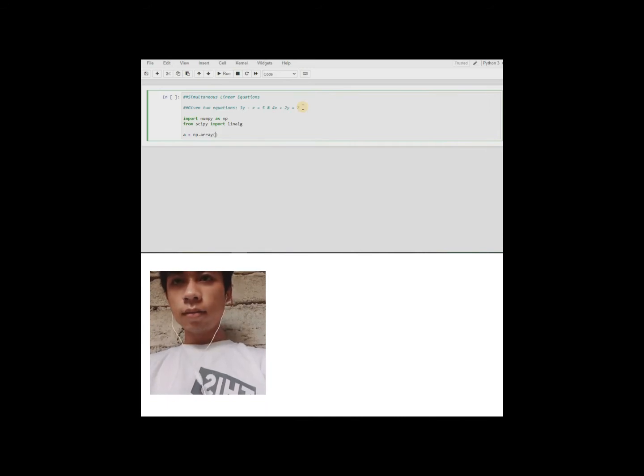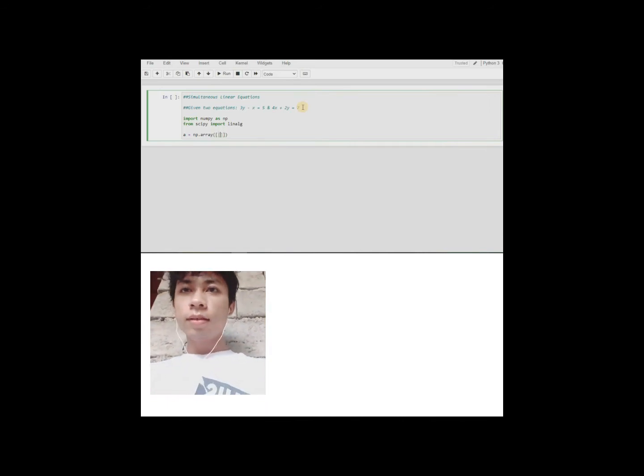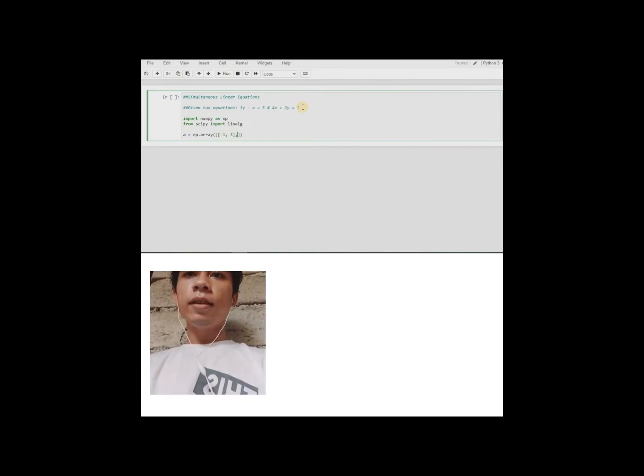So, bracket, parenthesis, so bracket, ang una din is negative 1 kasi negative x, so negative 1. Then 3 sa unang equations. Next naman po is 4 and 2. So, yan po yung mga constants po sa katabi po ng variable.